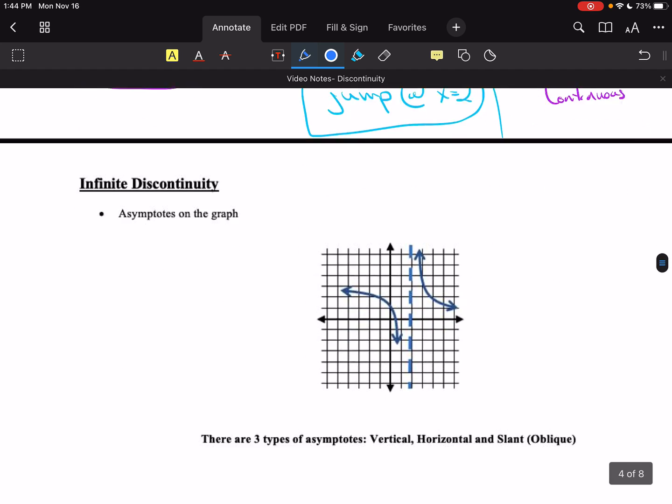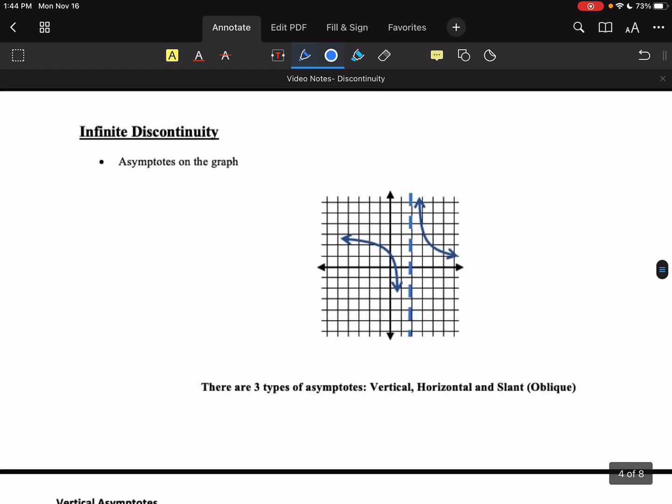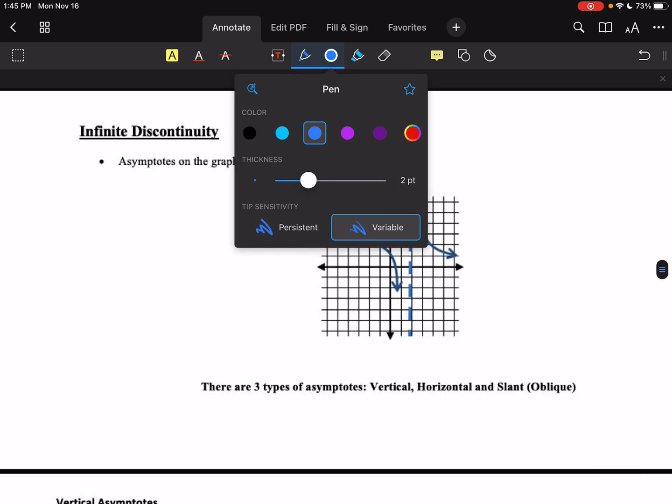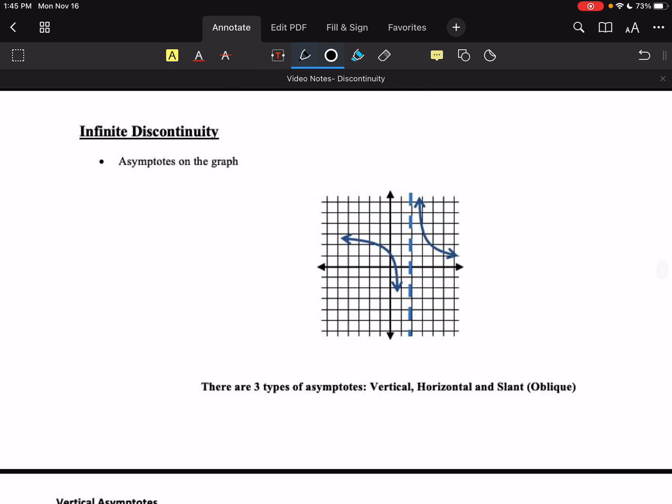Okay, now, infinite discontinuities is where things get a little bit crazier. So, infinite discontinuities are my asymptotes. So we can have three types of asymptotes. We can have vertical, horizontal, and slant or oblique. And all of these are found in a different way. So we're going to kind of break this down and look at each one separately.